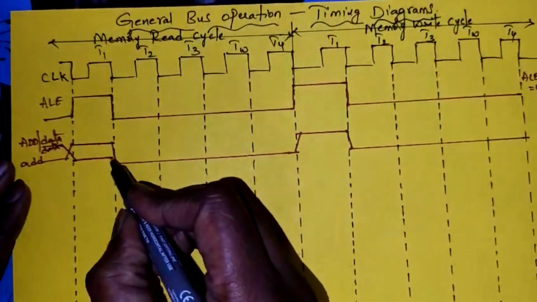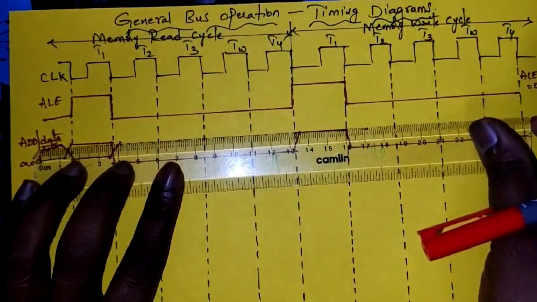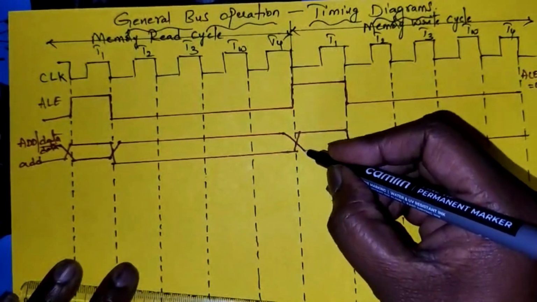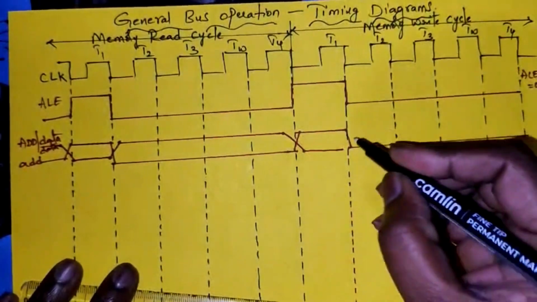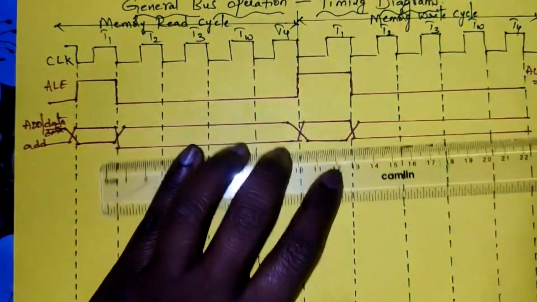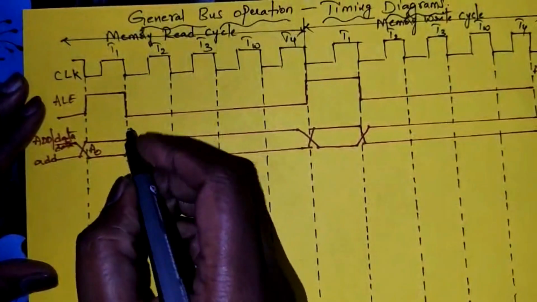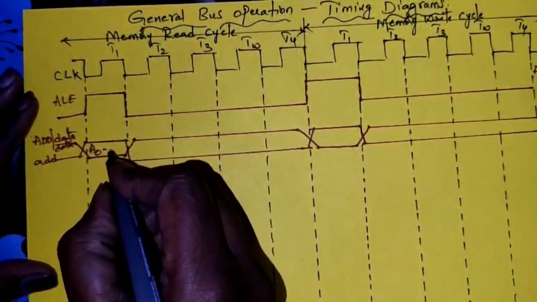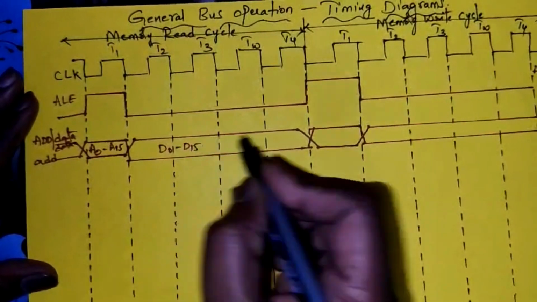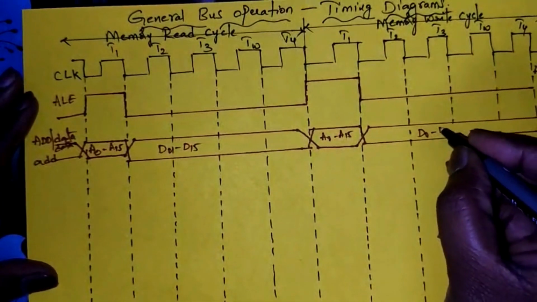Now it will become active during the remaining clock cycles. Again it is inactive during T1 and active during the remaining clock cycles. If you see, this is A0 to A15, this is D0 to D15, again it is A0 to A15, again it is D0 to D15.